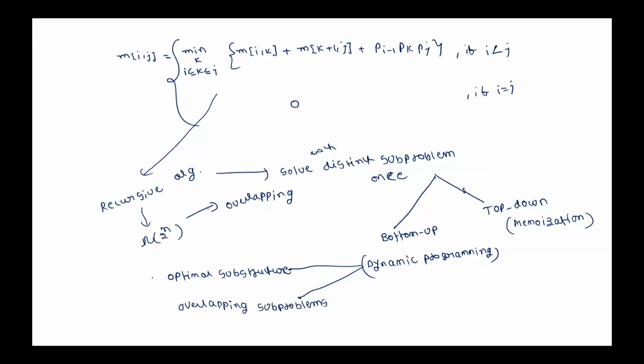So these two are the important things a problem should have to apply dynamic programming: optimal substructure and overlapping subproblems. If there are no overlapping subproblems, is it worth applying dynamic programming? The normal divide and conquer method is also okay.